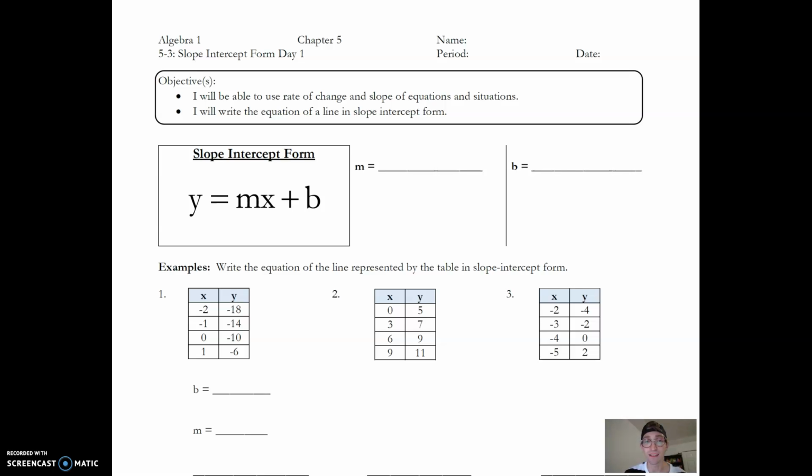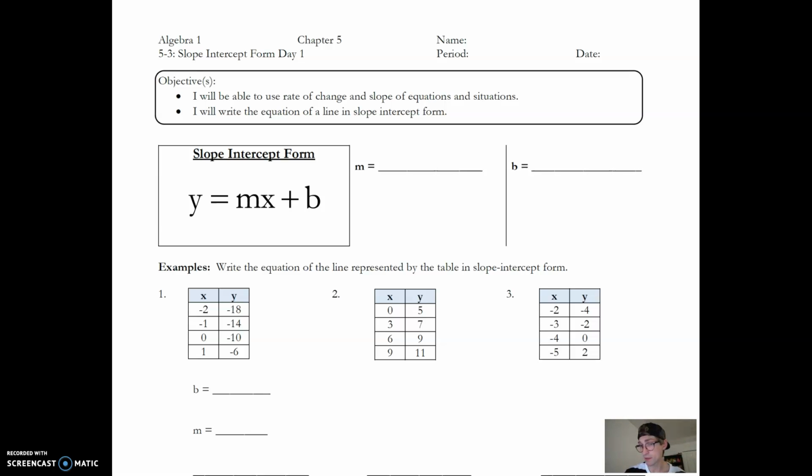Happy Friday, everybody. Today we're going to be going over slope-intercept form of lines, something that many people confuse with the slope equation, but this is going to be our formula for lines when we're graphing them, when we're writing them, calculating them, stuff like that.